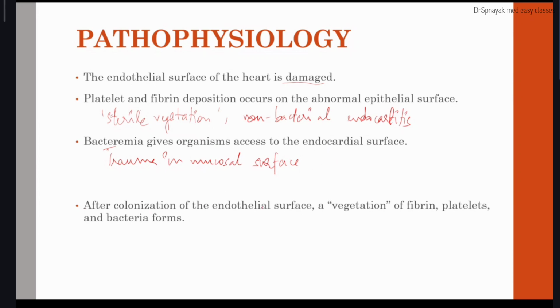After colonization of the endothelial surface, a vegetation of fibrin, platelets, and bacteria forms. So now, through the mucosal surface, the organisms got access to the endocardial surface via blood, and then it starts to form a vegetation, which is a mixture of platelets, fibrin, and bacteria. These fibrin and platelets form a shield for the bacteria. It protects the bacteria from the host immune system, and thus the bacteria can form a biofilm.